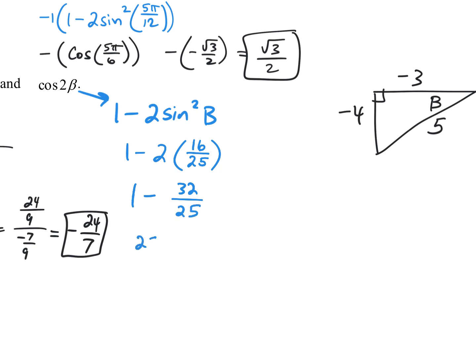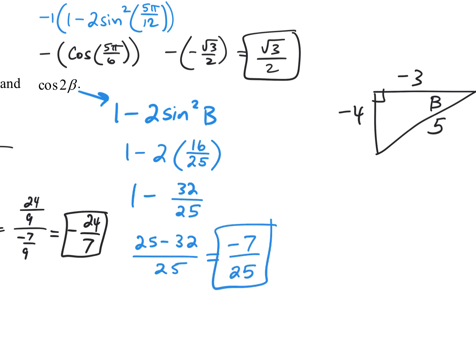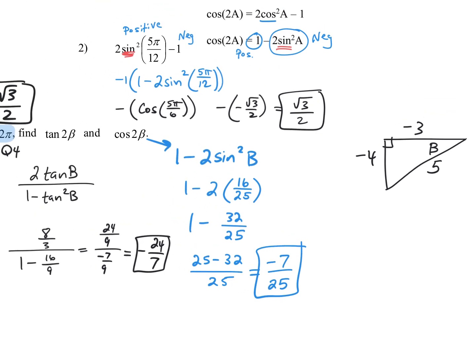which I'm going to get a common denominator. 25/25 minus 32/25 is the same as negative 7/25. What did we just find? We found the cosine of 2 times the angle that was described in the problem as existing in the 3rd quadrant with a positive tangent.